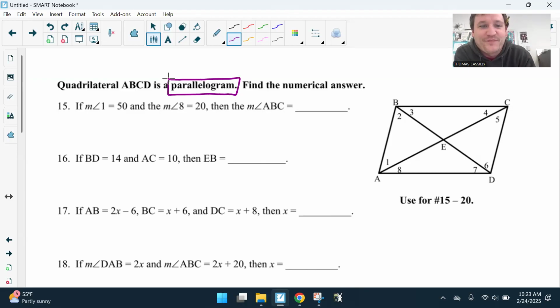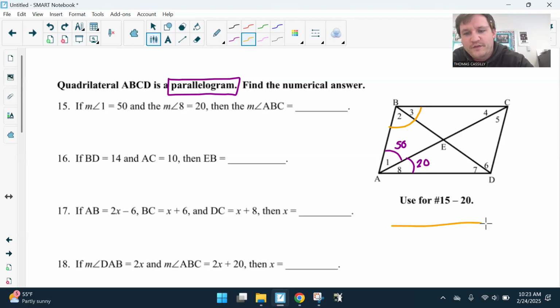It's a parallelogram. What does that tell us? Well, we know angle 1 is 50, so I'm going to put 50 right here. We know angle 8 is 20, so that entire corner is 70, right? Then angle ABC, this entire angle they're asking for, angle ABC. What is that equal to? Let me try that again.